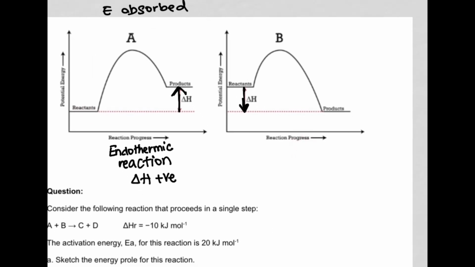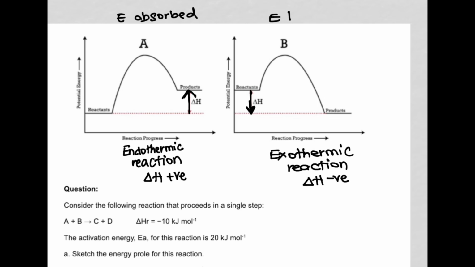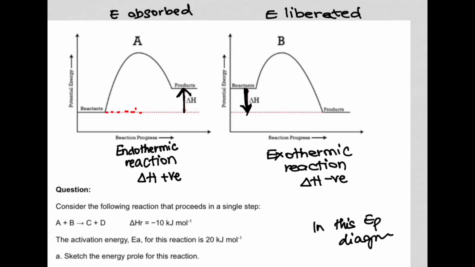And this one here is an energy profile diagram for an exothermic reaction. And here energy is liberated, or energy is released. So delta H here is negative. You can see it going down. Now, in this energy profile diagram, you can find the activation energy to be from the level of the reactants to the peak here. So the activation energy is always going to be from the level of the reactants to the peak. So this is going to be activation energy.